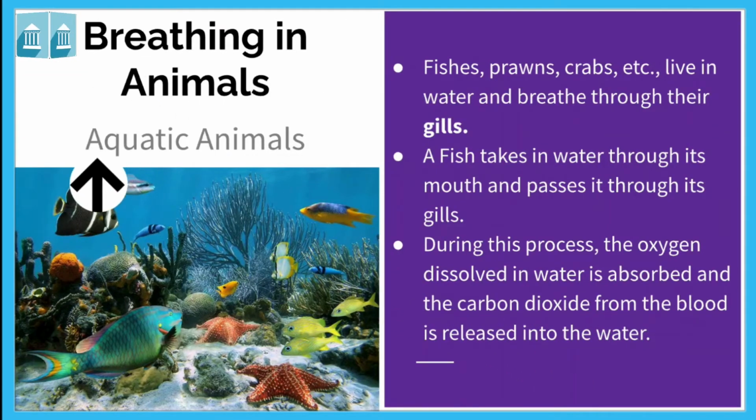Breathing in animals. Aquatic animals. Fishes, prawns, crabs, etc. live in water and breathe through their gills. A fish takes in water through its mouth and passes it through its gills. During this process, the oxygen dissolved in water is absorbed and the carbon dioxide from the blood is released into the water.